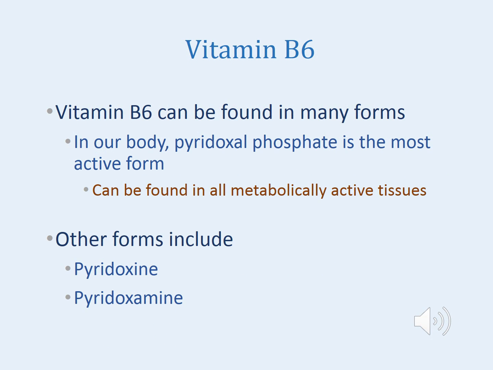So let's look at vitamin B6. Vitamin B6 can be found in many forms, including pyridoxine and pyridoxamine. However, the most active form found in the body is pyridoxal phosphate, and it's a coenzyme form of the vitamin. It's found in all metabolically active tissue. However, all forms of vitamin B6 have similar biological activity in the body and are involved in over 100 chemical reactions.